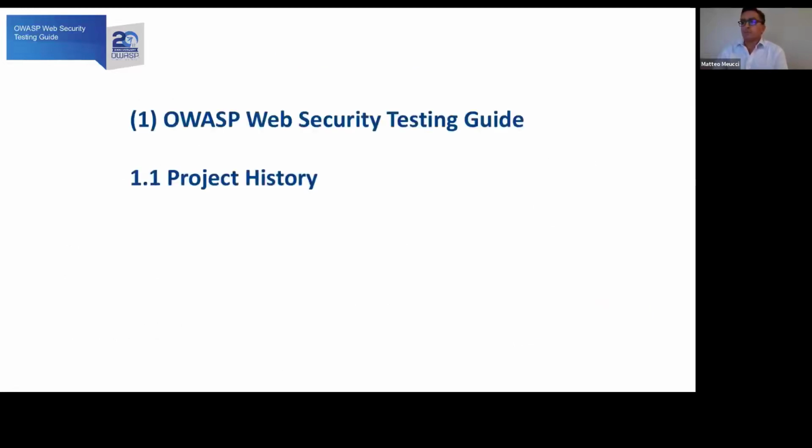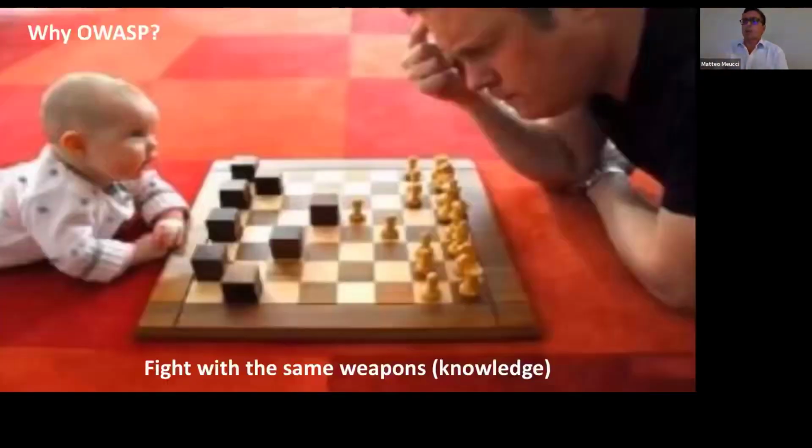So let's start on the project history. First of all, why OWASP? OWASP stands for Open Web Application Security Project, and was born in 2001. Today we are celebrating 20 years. The idea was to create an open source community able to deliver standard and methodologies and tools for companies worldwide.